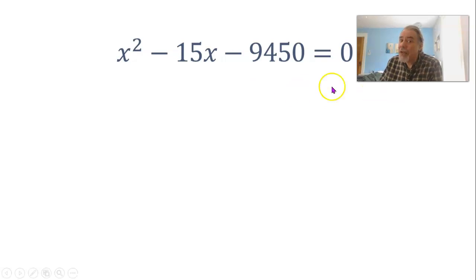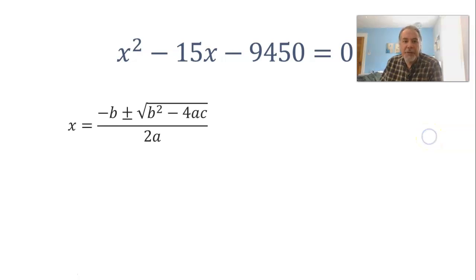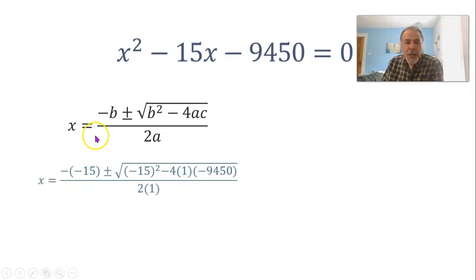We might be able to solve this by factoring, but it would be kind of tricky. We'd have to think of numbers that multiply together to give you 9,450. So instead, this time I'm going to use the quadratic formula. So I'm going to be plugging in 1 for a, negative 15 for b, and negative 9,450 for c. So x equals negative negative 15 plus or minus the square root of negative 15 squared minus 4 times 1 times negative 9,450, all over 2 times 1.